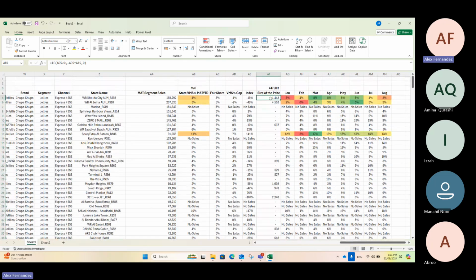Any question on the formula here? So we only took where there is a gap. If there is no gap, for example here, there is no gap. On the contrary, here they are doing a good job. The fair share is 5%, whereas they are doing 8%. So there is no size of the prize of under-index here. Only in the under-index store where the percentage is negative, multiplied by the segment size of the category. All right?